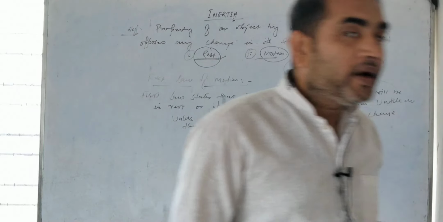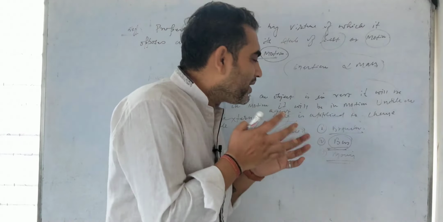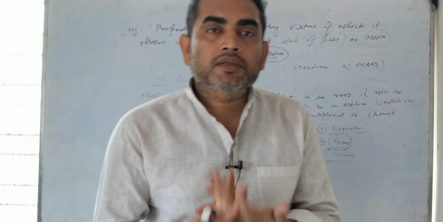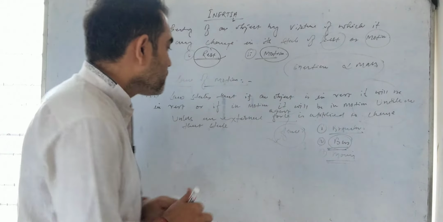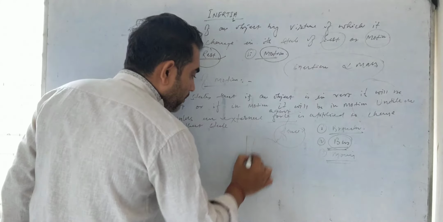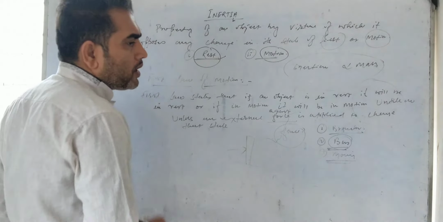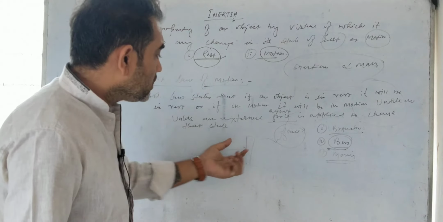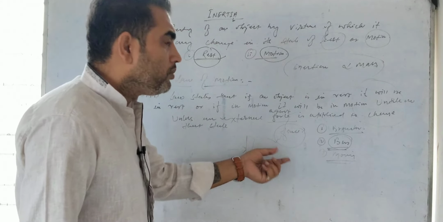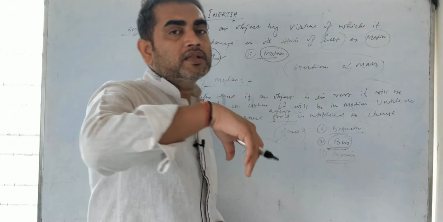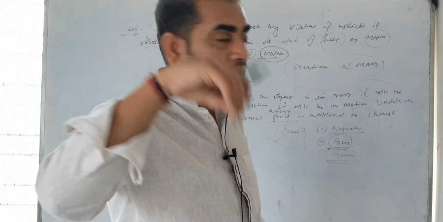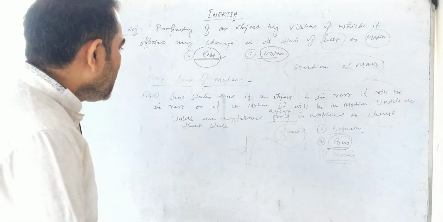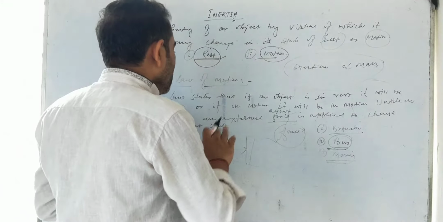Again, when a carpet is beaten, dust falls down. This is because of the same Newton's first law of motion. Suppose we have a carpet and it is beaten. The carpet is set into motion, but the dust particles on the carpet will try to remain at the same place. So whenever it is beaten, the dust particles fall down, and there are many more examples, not only this one.